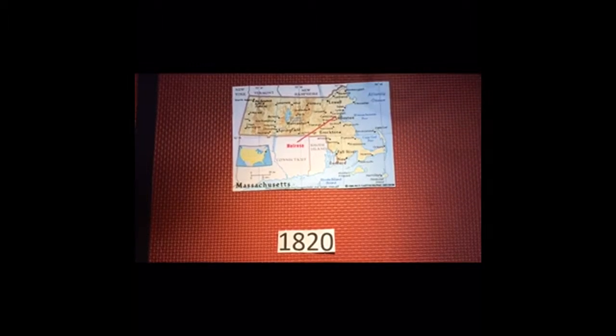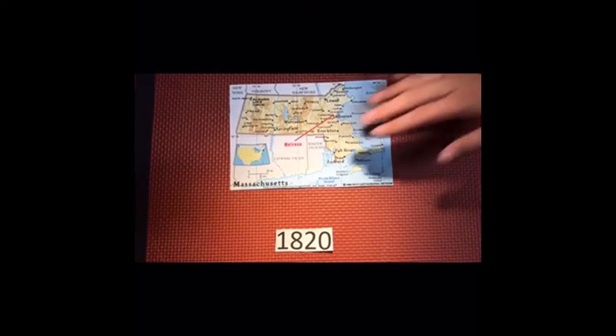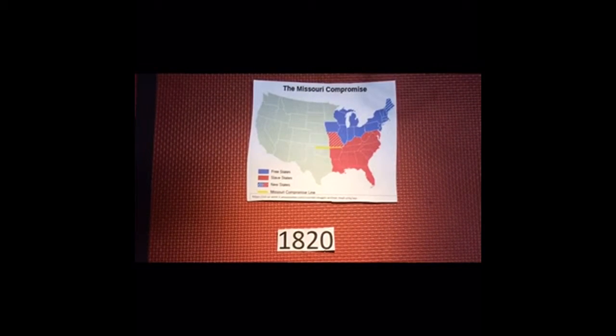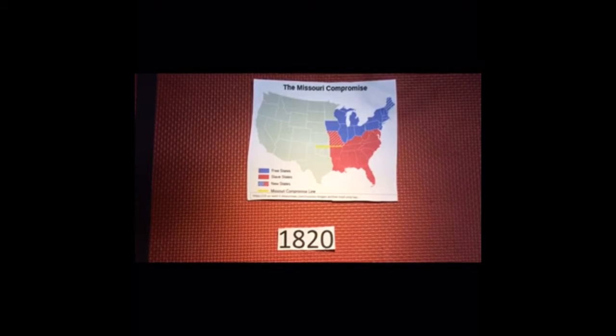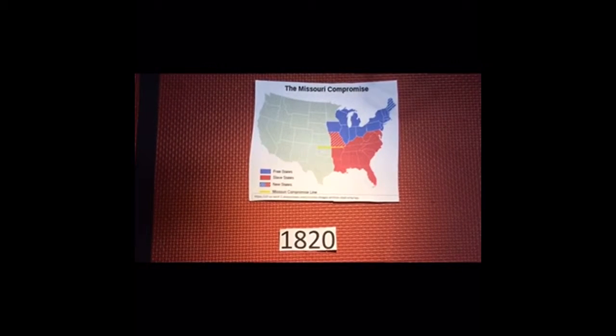The second agreement was that a line would be drawn across the states at 36 degrees 30 minutes. Missouri was an exception of being a slave state. This separated America between the North and the South. Slavery was abolished in the North, but still allowed in the South.